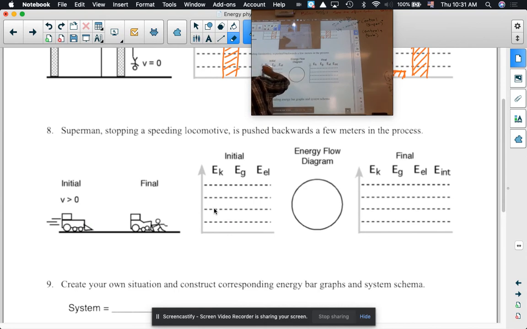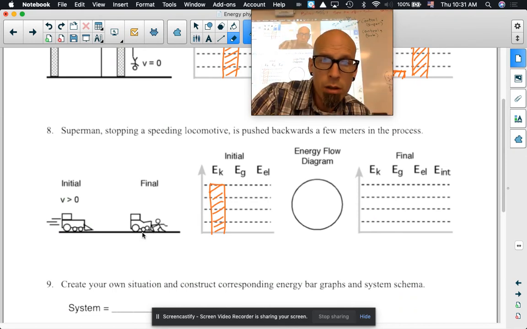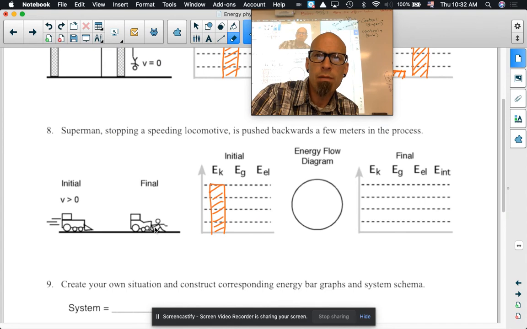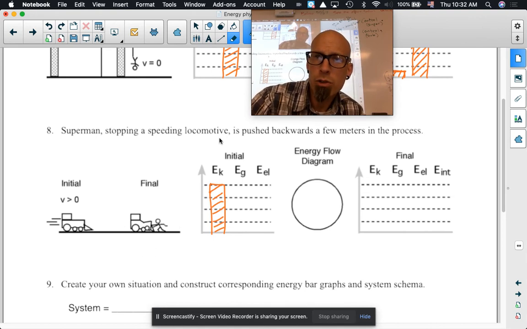It's not going to get any faster. In fact, the locomotive's going to stop. Superman's going to stop the dang thing. So we're not going to have any motion at the end. And so then we look at the end. It's not moving anymore. It got crumpled up here. Oh, maybe there is some internal here. Maybe some of what happened here is some crinkling, some deforming of some stuff. So we have some E internal. However, we also have Superman who got pushed backwards as he was stopping the train.